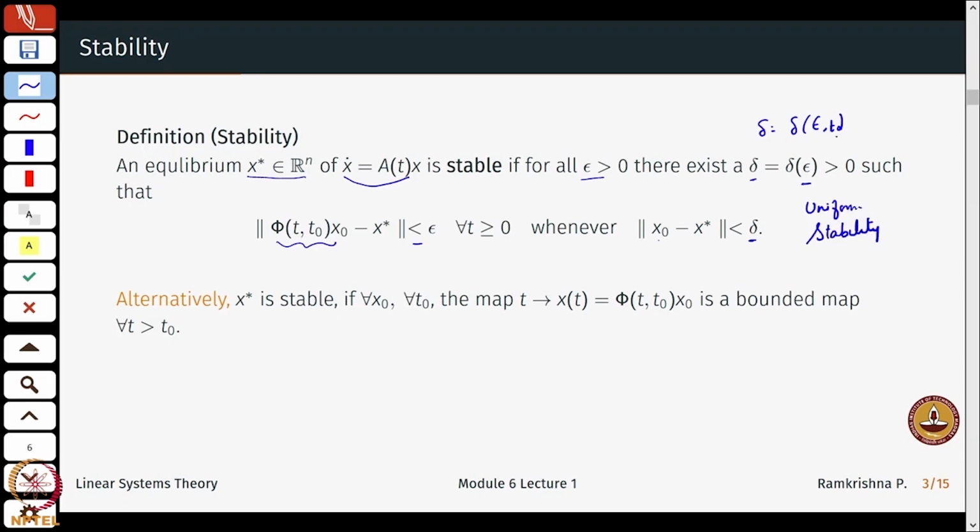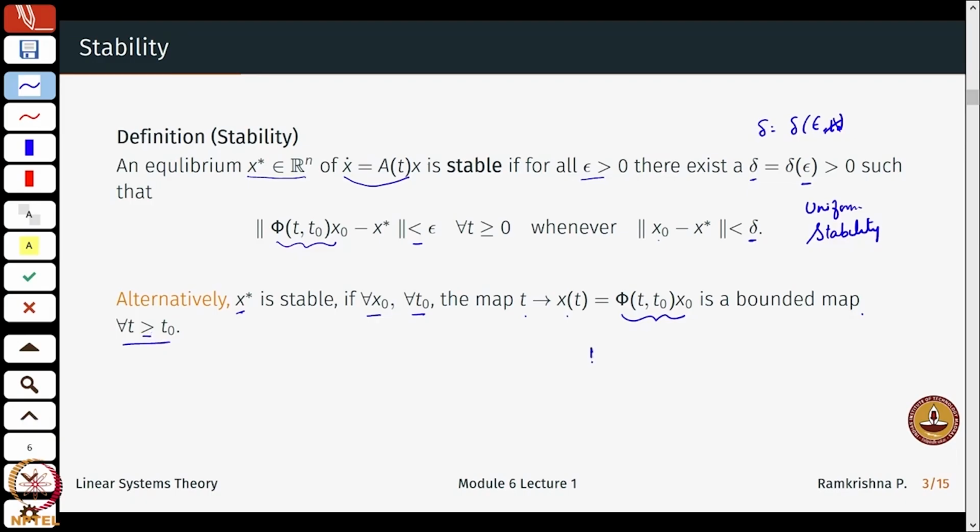Okay. So, we will drop this t naught for the moment and we will say we are just dealing with uniform stability. A slightly milder version of this, to give you an intuition of what this statement means: x star is stable if for all initial conditions, for all initial times, the map t from x t, which is given by this solution, is a bounded map for all times t greater than or maybe even equal to t 0.